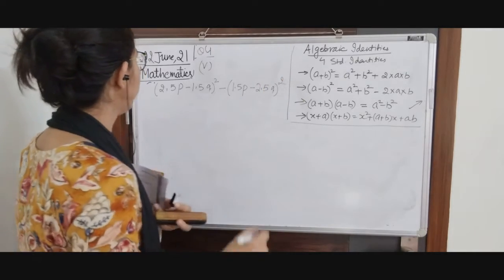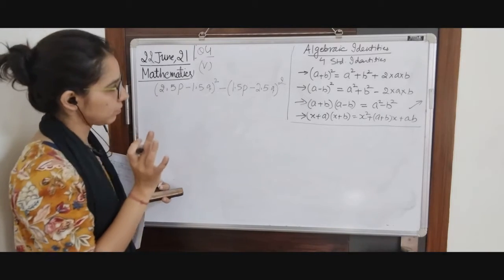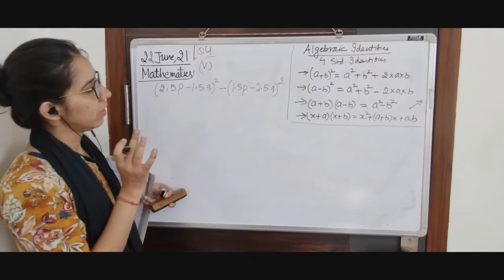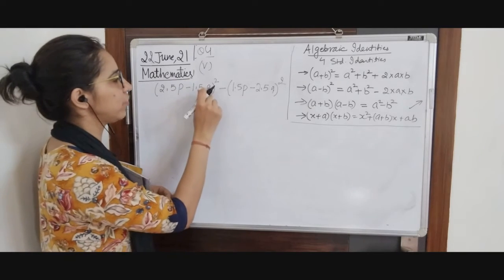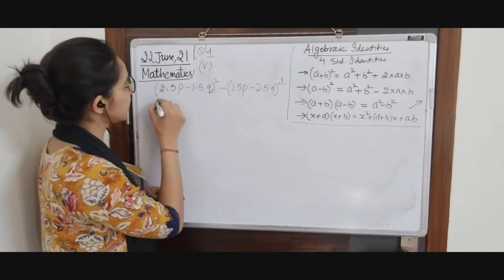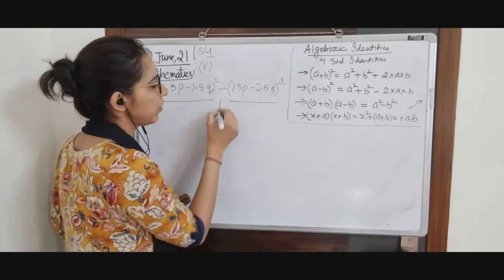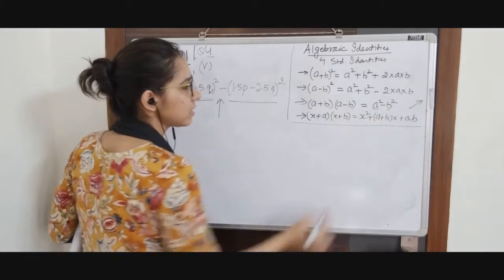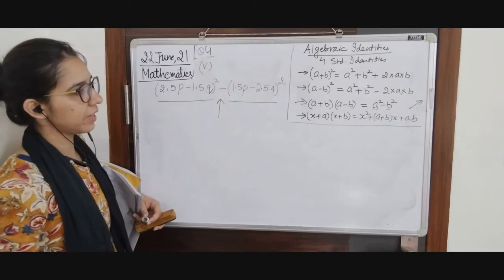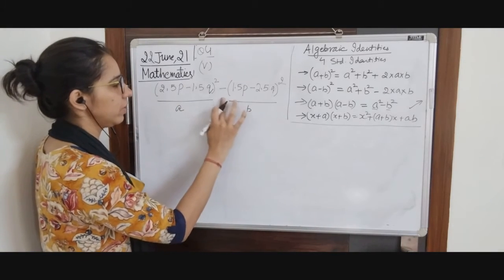So what we are going to do? We can do two things. First, we can remove the decimal, or we can keep them as it is. We are going to keep them as it is and see what is going to happen. Now this is a whole square. This is another whole square, and in between we have negative term. So it should be a square minus b square, this identity, third identity. So this is your a, this is your b.